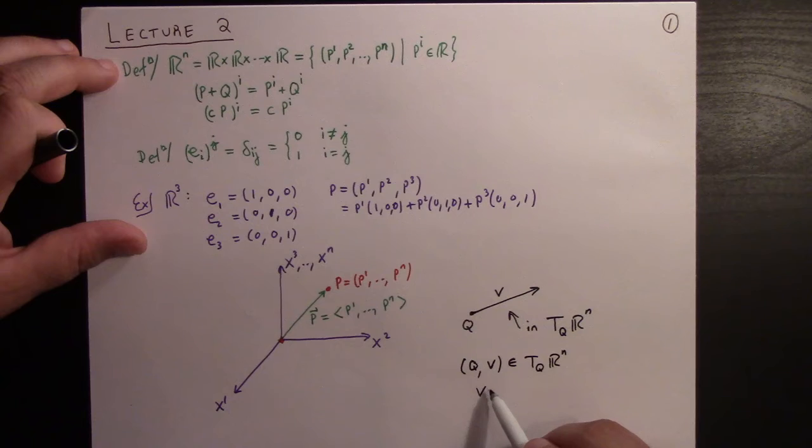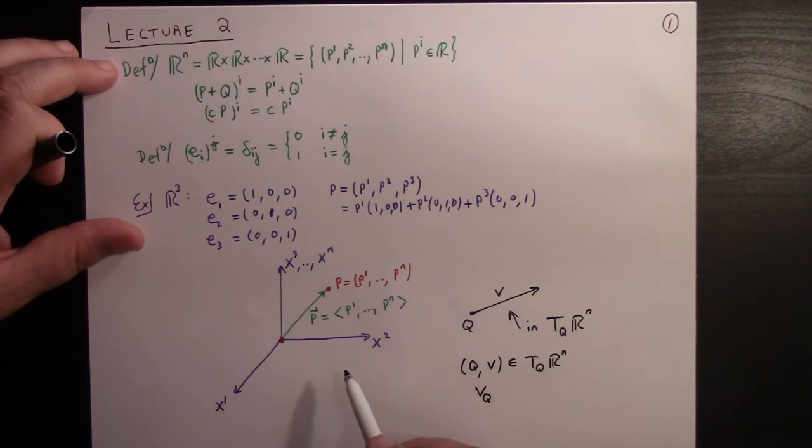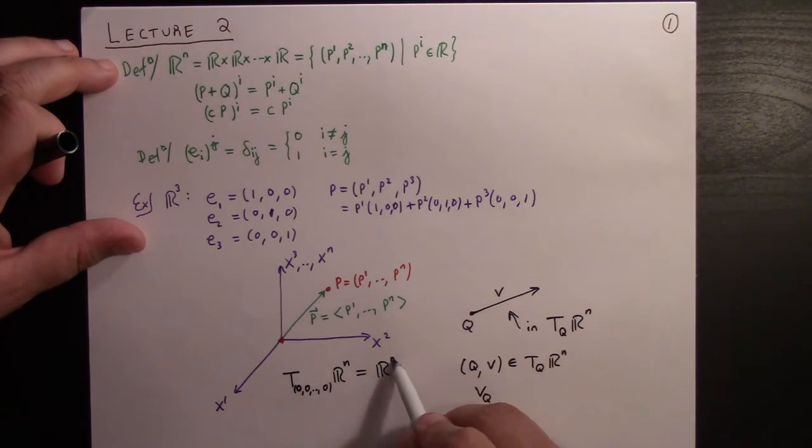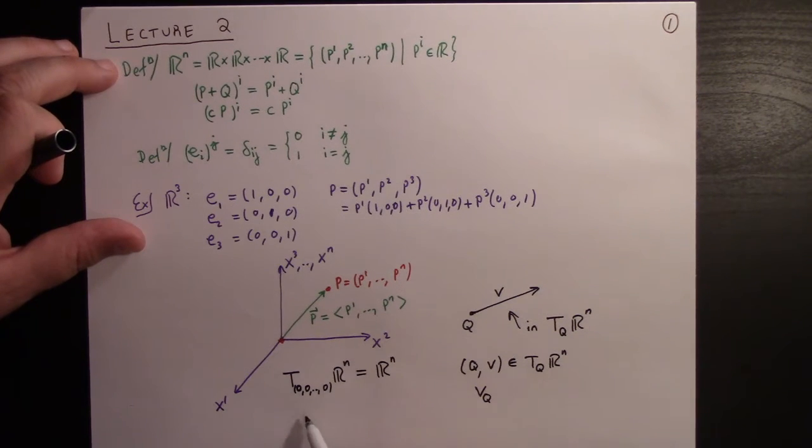Alternative notation, sometimes you'll see V sub Q as another way to express this. It's the vector V attached to the point Q. So in this language, going back to my original discussion, you might say we make the identification that the origin, Rn is equal to Rn, and that's essentially the standard identification which is made: that the vectors at the origin can be identified with the points themselves.